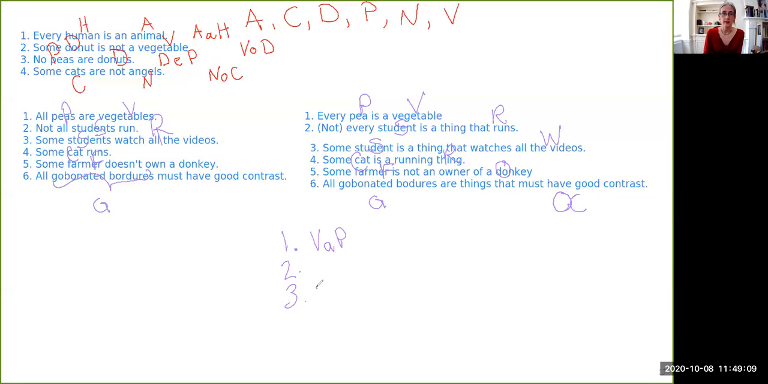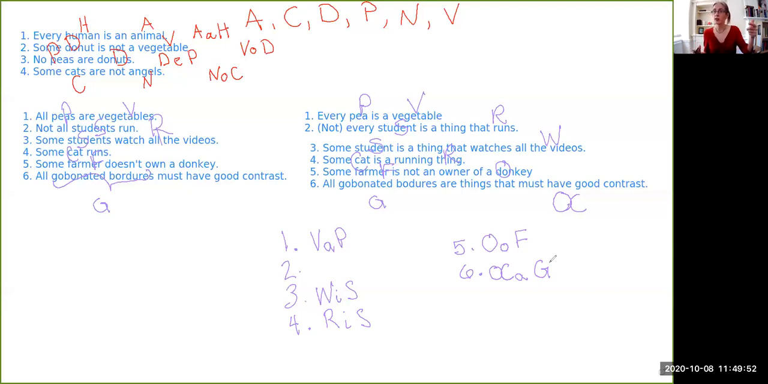Then we have that student, the thing that watches all videos, is something that belongs to some student. Running thing is something that belongs to some cat. Owner of a donkey is something that does not belong to some farmer. And then our strange symbol here. When in doubt, you can always make up your own symbols if you don't have enough letters. So all of these things are, good contrast is something that belongs to all gobbinated bordures.